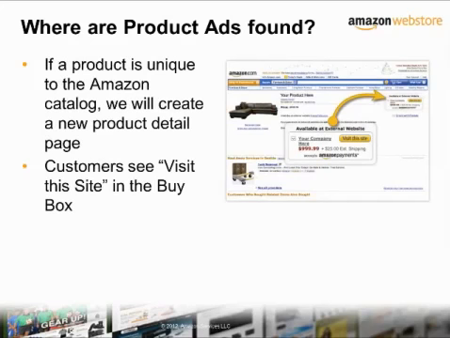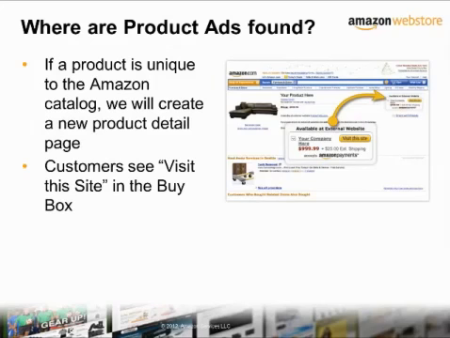If a product is deemed to be unique to the Amazon catalog, and I'll get back to that definition in a minute, we'll create a new product detail page. So unique is not that it's odd or bizarre. It's that no other offer currently exists for that item in the Amazon catalog. So we'll create the new detail page, like I said, and you're now in the buy box.